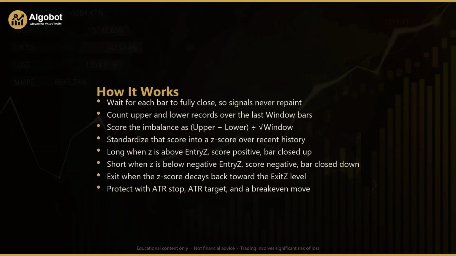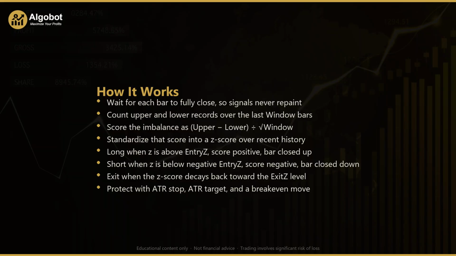It scans the last window bars, which defaults to 40, from oldest to newest, keeping a running maximum and a running minimum. Every time a bar sets a new high for the window, that's one upper record. Every time a bar sets a new low, that's one lower record. It subtracts the lower record count from the upper record count and divides by the square root of the window size. That gives a compact score the code calls S, a level-free, volatility-free estimate of how strongly the market is drifting and in which direction.